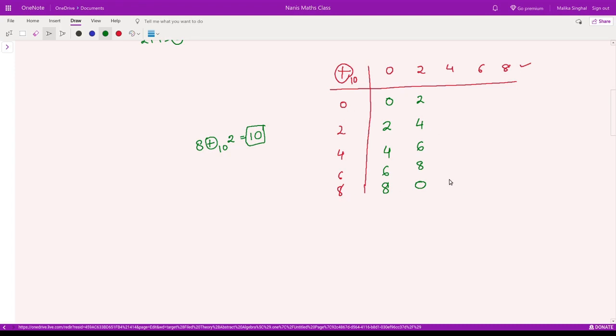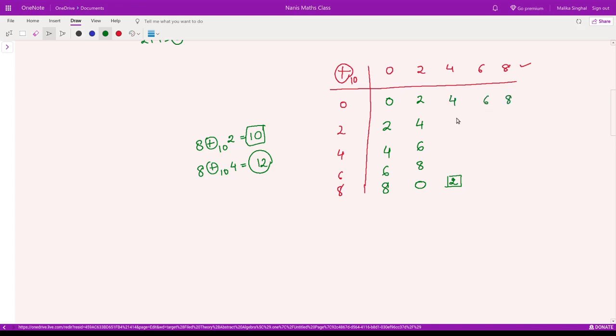Now for this number, what would it be? If I do 8 plus 4, 8 addition modulo 4, what would that be? It would be 12. When you divide 12 by 10, you will get 2, right? So you can complete the table in a similar manner. You can pause the video and check afterwards, right?